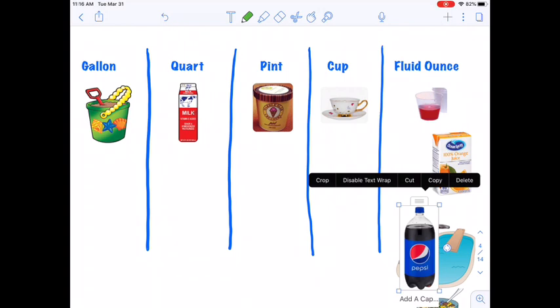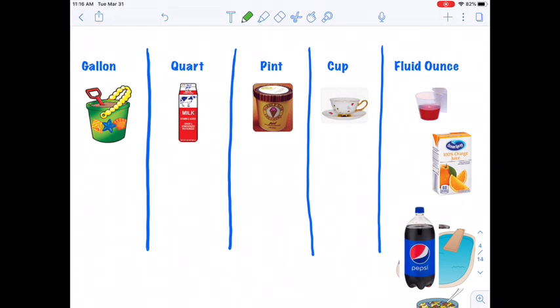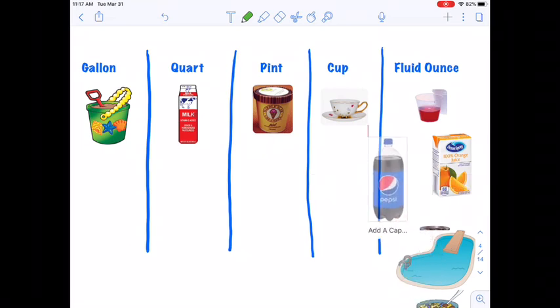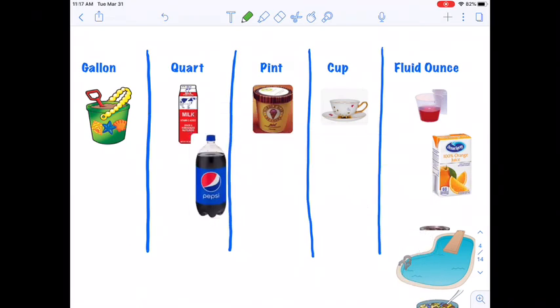How about this Pepsi container? Do you think it's a gallon, a quart, a pint, or a cup? If we were going to use customary measurements to measure this Pepsi container, we would say we would measure it in quarts.